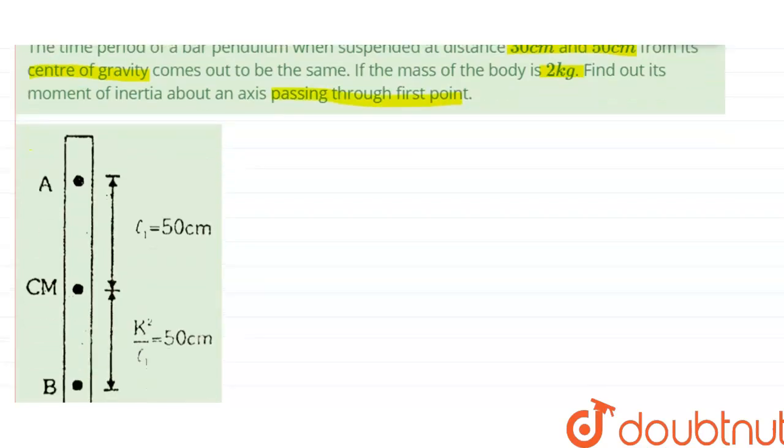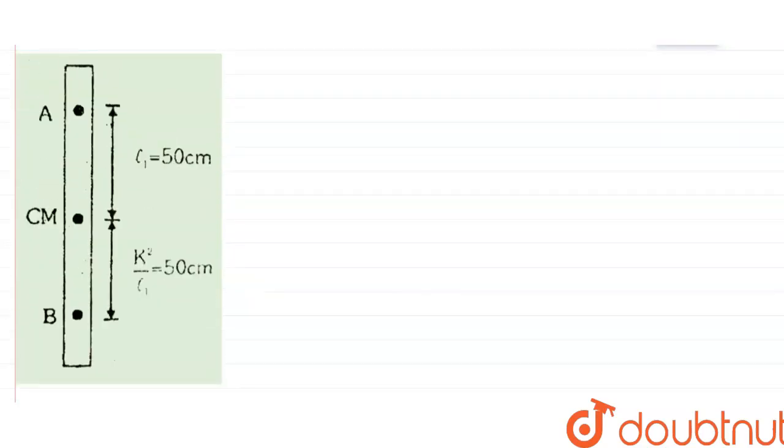Suppose A is my first point and B is my second point and CM is the center of mass, and the distances of A and B from the center of mass are given as L1 and K square upon L1. So this is the distance L1, which is given as 50 centimeter. This is the distance of A from the center of mass, and this is K square upon L1, the distance of B from the center of mass, which equals 30 centimeter.